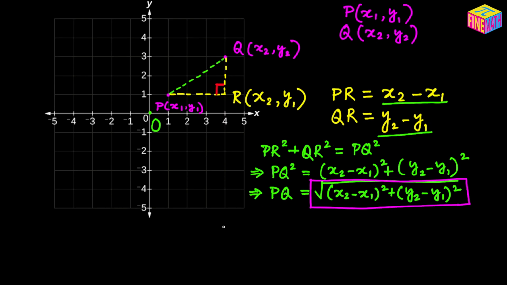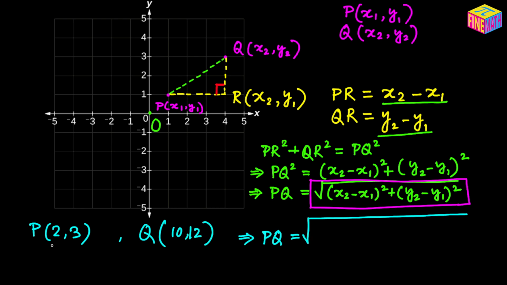Suppose we have 2 points like this, point P at 2, 3, and a point Q at 10, 12. If we assume the coordinates of P are x sub 1, y sub 1, and the coordinates of Q are x sub 2, y sub 2, let's put the values in the formula. It would be x sub 2 minus x sub 1 whole square. So now I'm going to write x sub 2, which is 10, minus x sub 1, which is 2, whole square, plus y sub 2 minus y sub 1 whole square.